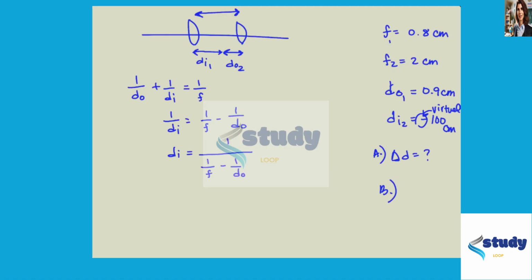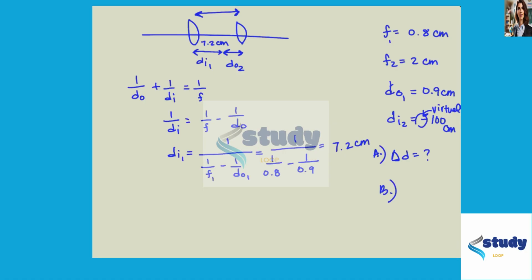Because I'm talking about the first lens for right now, I'm going to add little ones for clarification. And then this becomes 1 over 0.8 minus 1 over 0.9. So 1 over 0.8 minus 1 over 0.9 gets you an image distance of 7.2 centimeters. So that tells us that this is 7.2 centimeters.